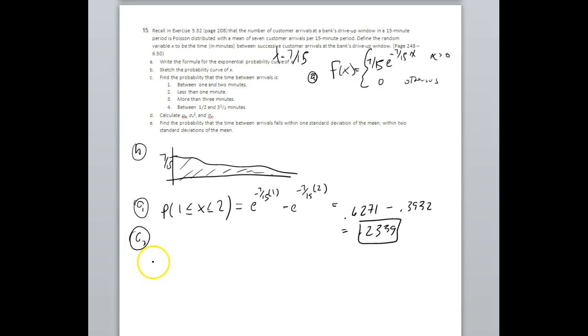C2, the probability that x is less than 1. Okay, and then we go to our formulas in the PowerPoint slides, and it's going to be 1 minus e to the negative lambda a. Or it might be 1 minus e to the negative lambda b, but either way, whatever the number is that you're using, you're only given one number.